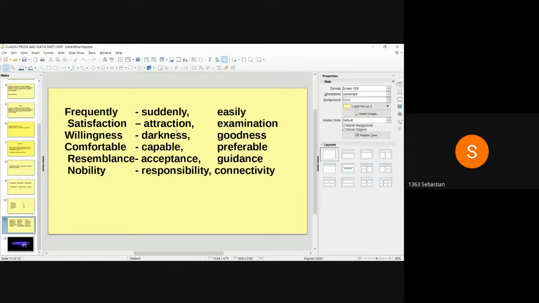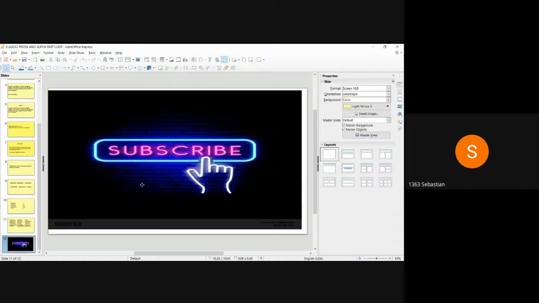For each word, extra 2 words are given. Frequently: suddenly, easily. Satisfaction: attraction, examination. Willingness: darkness, goodness. Comfortable: capable, preferable. Resemblance: acceptance, guidance. Nobility: responsibility, connectivity.